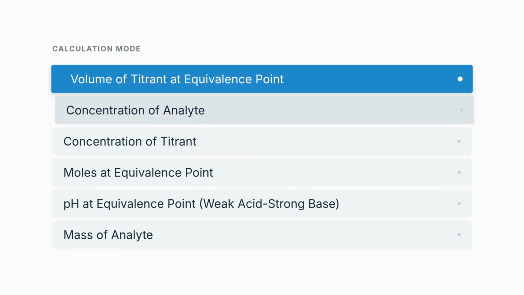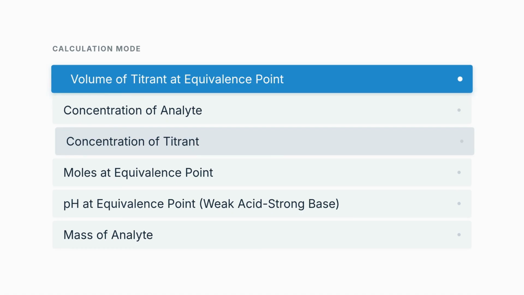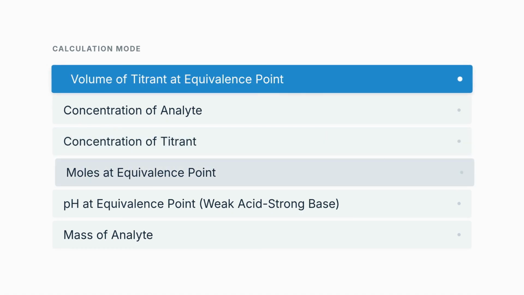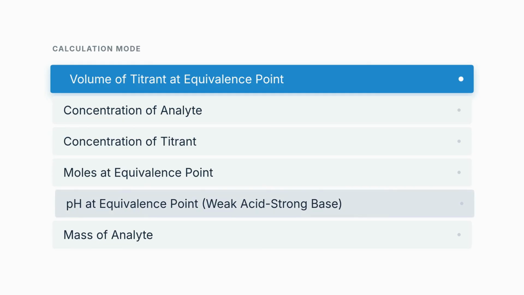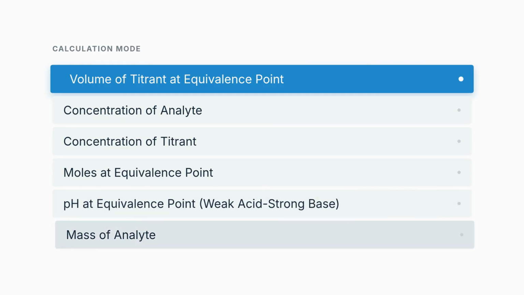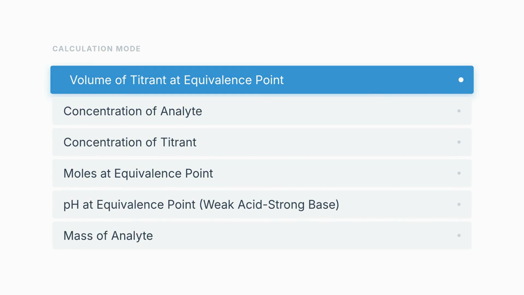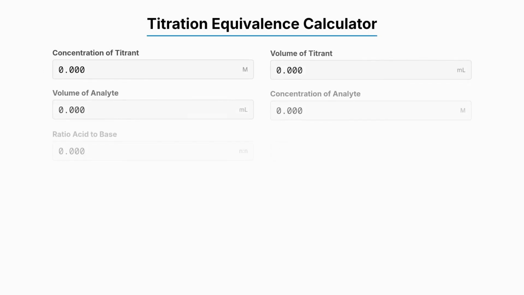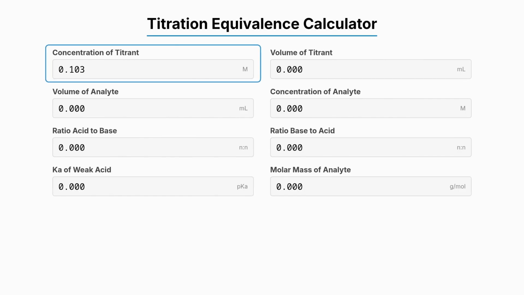Options include Calculate volume of titrant at equivalence point, Calculate concentration of analyte, Calculate concentration of titrant, Calculate moles at equivalence point, Calculate pH at equivalence point for weak acid strong base, and Calculate mass of analyte. I'm using Calculate volume of titrant at equivalence point.